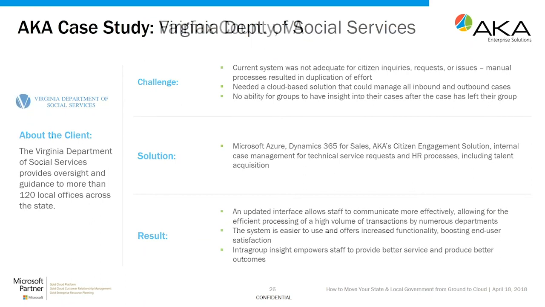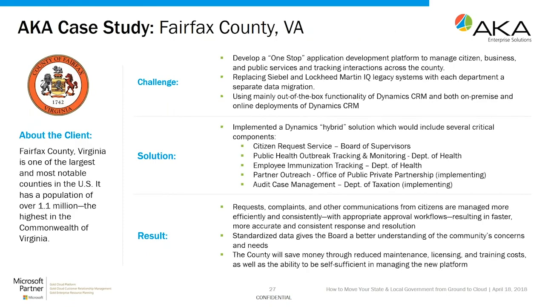We can move on to the next one. So you can see staying in the state of Virginia here, Fairfax County, a very technology forward county in Virginia, doing a whole host of similar types of solutions, citizen request services. So again, that citizen request, creating a case and having it resolved, public health outbreak tracking and monitoring through the Department of Health, employee immunization tracking, partner outreach through the Office of Public and Private Partnership, and then audit case management in the Department of Taxation.